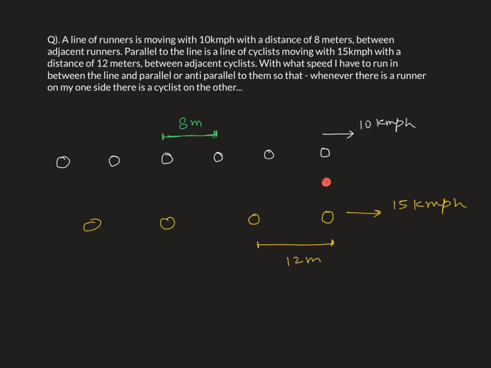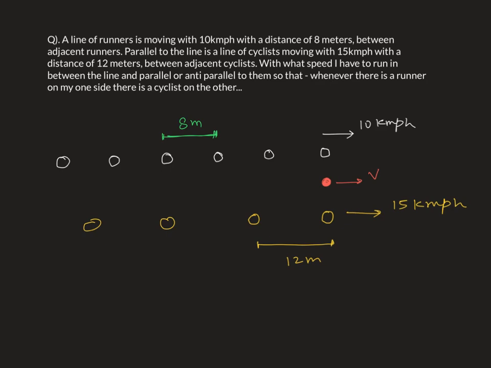The question very simply says that with what speed, let's say v, I should move, so that whenever there is a runner on my one side, there must be a cyclist on the other side. So it's not like that, for example, let's say I am here, and you can see if I am here, there will be a cyclist on my right side, but there is nothing on my left side. So that shouldn't happen. So let me remove this.